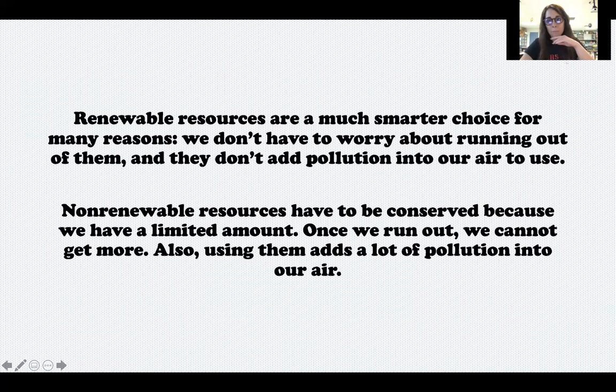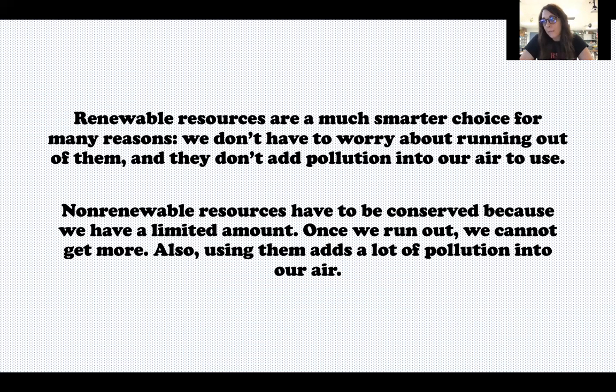So when we're talking about making choices about which resources to use, renewable resources are a much smarter choice. Number one, we don't have to worry about running out of them. And number two, they don't add pollution into our air to use them. We call them clean energy, okay? Non-renewable resources have to be conserved or saved because we have a very limited amount, and once we're out, we cannot get more. Also, using them adds a lot of pollution into our air.